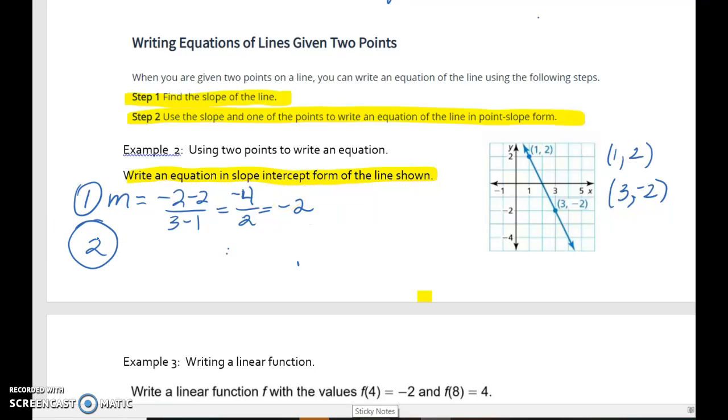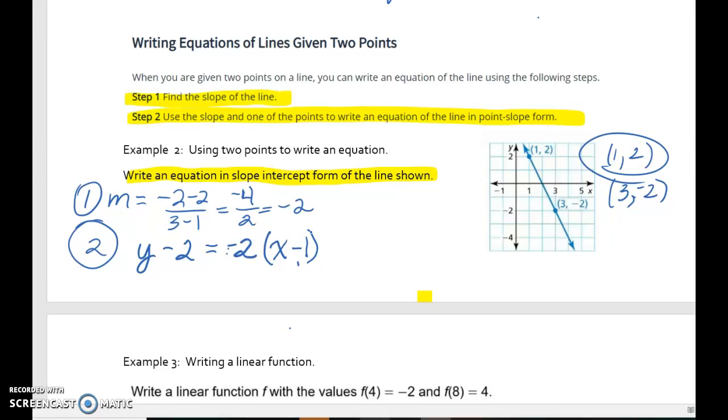Okay, in step 2, it says I'm going to use the slope and one of the points to write it in point slope form. So I'm going to choose this first point here. You can use either. Sometimes you might want to pick the point that doesn't have any negatives in it, just so it's a little easier. So using that first point, y minus y1 would be y minus 2. My slope is -2, and x minus 1. Okay, so that's step 2.